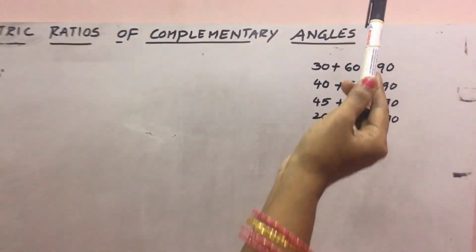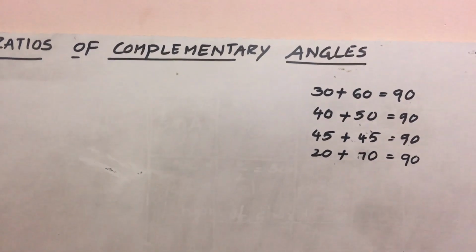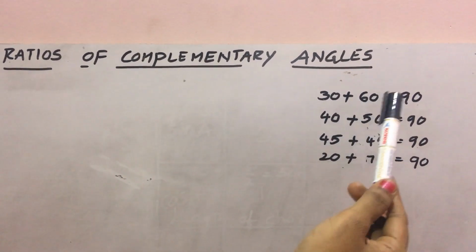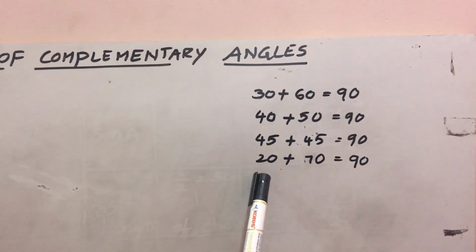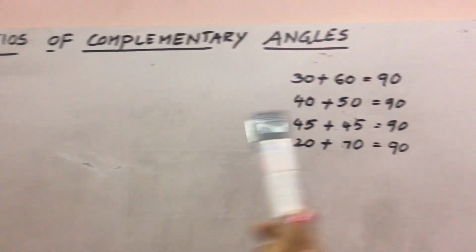See the examples. 30 plus 60 is equal to 90. These 30 and 60 degrees are said to be complementary angles. Similarly, we have so many complementary angles like this. 40 plus 50 also 90. 45 plus 45 is equal to 90. 20 plus 70 is equal to 90 degrees. This type of angles are known as complementary angles.